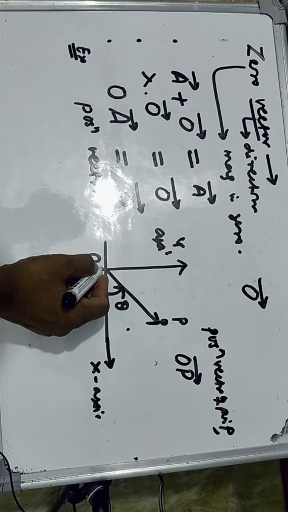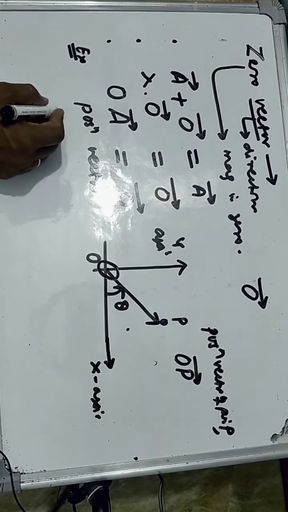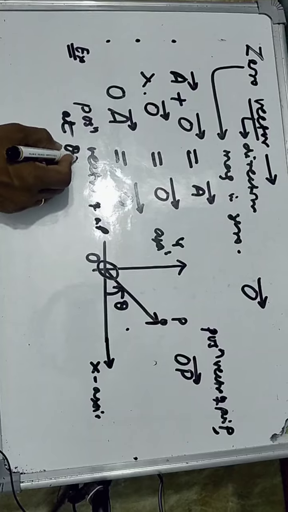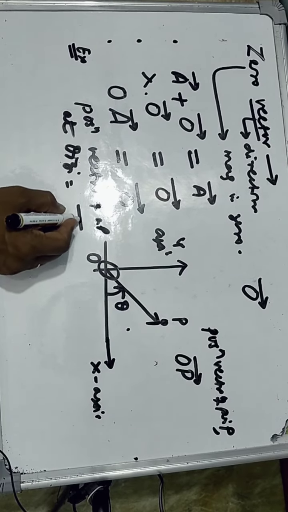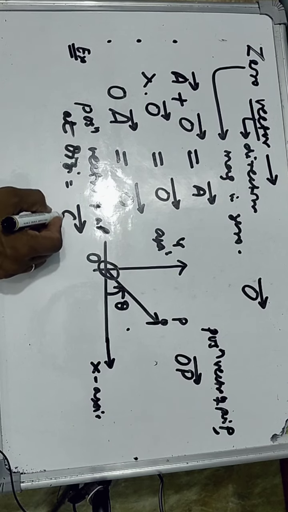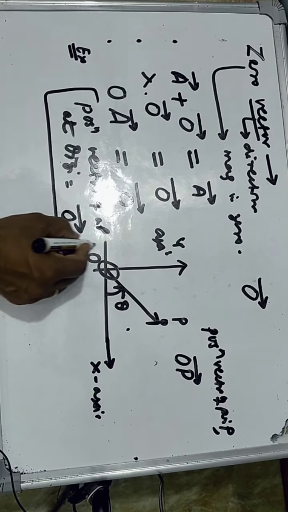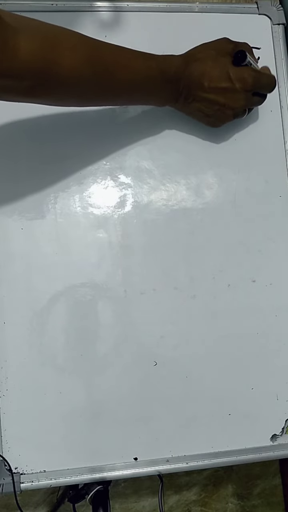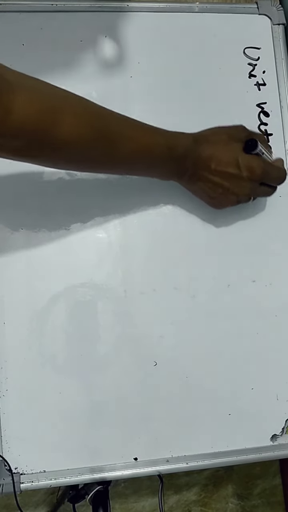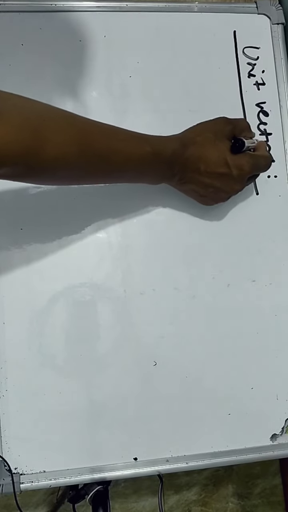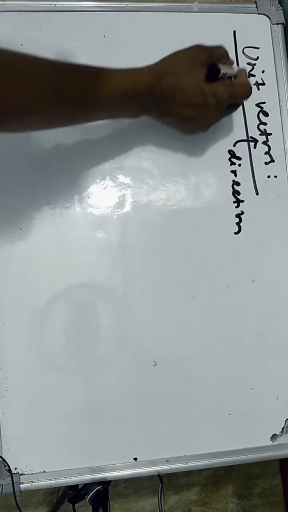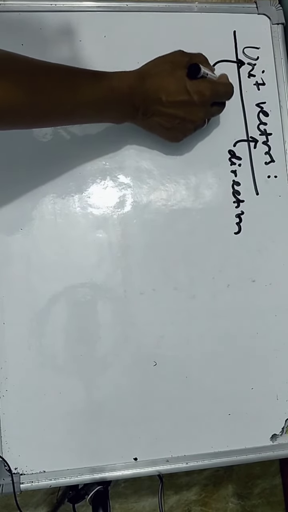If P lies at origin, position vector of a point at origin has its direction but magnitude 0. Now let us study unit vectors. Unit vector indicates a quantity which has direction and magnitude of the quantity will be 1.